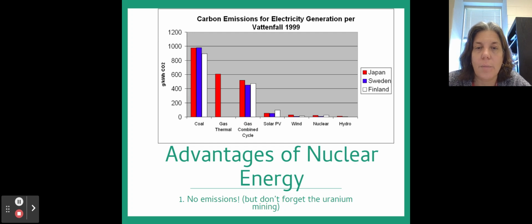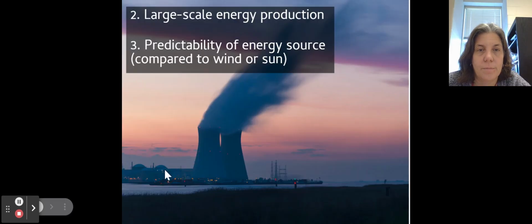However, you can't forget mining, because mining has to be factored into this. If the operation of mining creates any greenhouse gases or emissions, you kind of have to count that just a little bit. But compared to coal, gas, and thermal and gas combined cycle, look at this. This is grams per kilowatt hour of CO2 emitted, and nuclear is almost none.